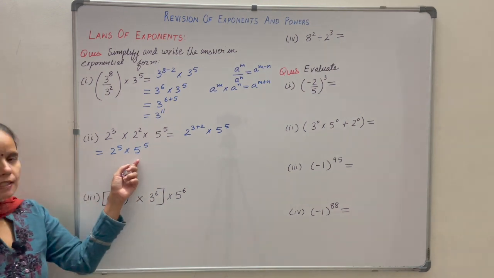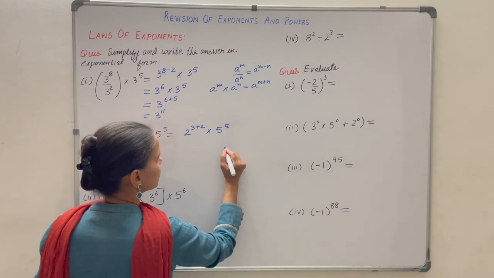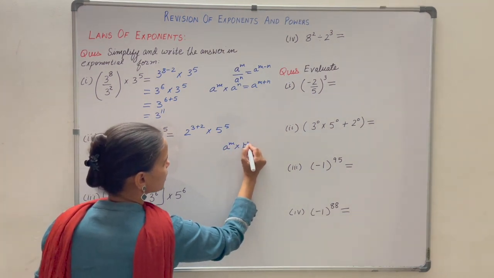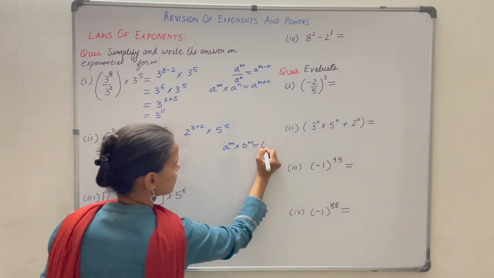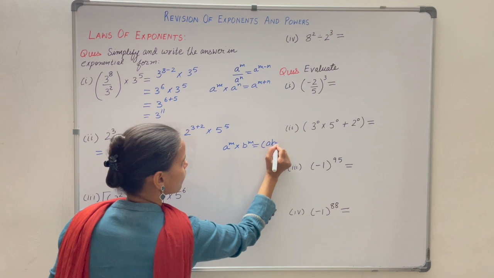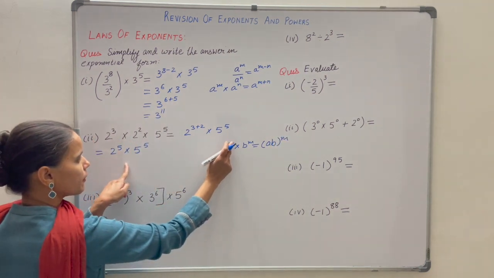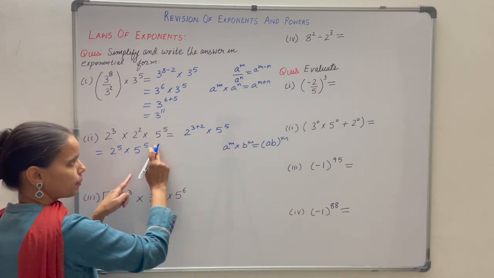Now here the bases are different, powers are same. So I am going to use this law then. a raised to power m into b raised to power m. Here the bases are different, powers are same. Then this is ab whole raised to the power m. So a raised to power m is 2 raised to power 5. b raised to power m is 5 raised to the power 5.